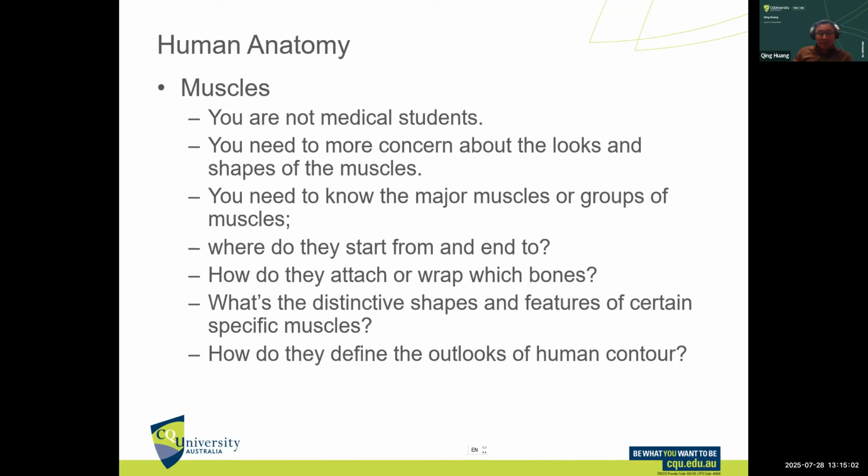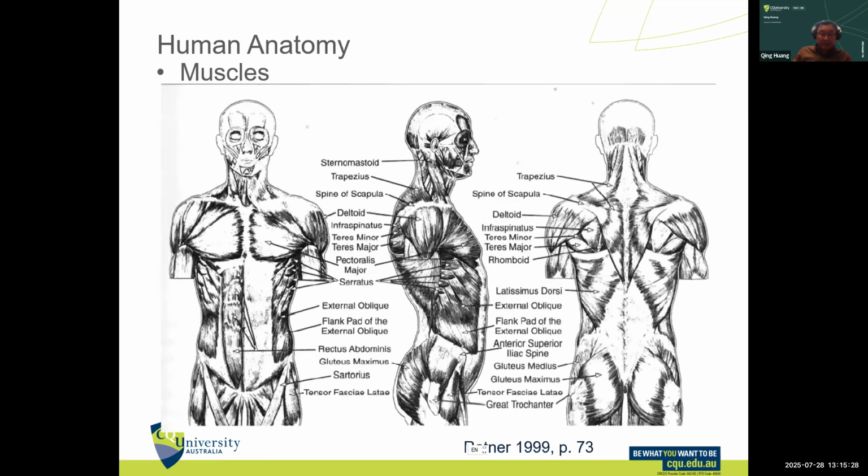So as animators, you sometimes need to be aware of the major parts of the human body. Where do they start and where do they end? How do they attach, which bones do they wrap? What's the distinctive shape of certain specific muscles? How do they define the outlook of the human contour? So that's the major group of the upper body.